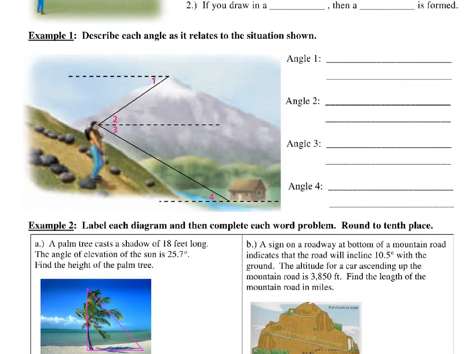All right, so first example here, we're going to describe each angle as it relates to the situation that's shown. So we're going to decide whether it is an angle of elevation or an angle of depression. Remember, an angle of elevation, a way to think about it is it's going up, whereas an angle of depression is going down. So looking at this first angle here, I see that this is my horizontal line and the location of the angle is below that horizontal line, which then would deem that as an angle of depression.